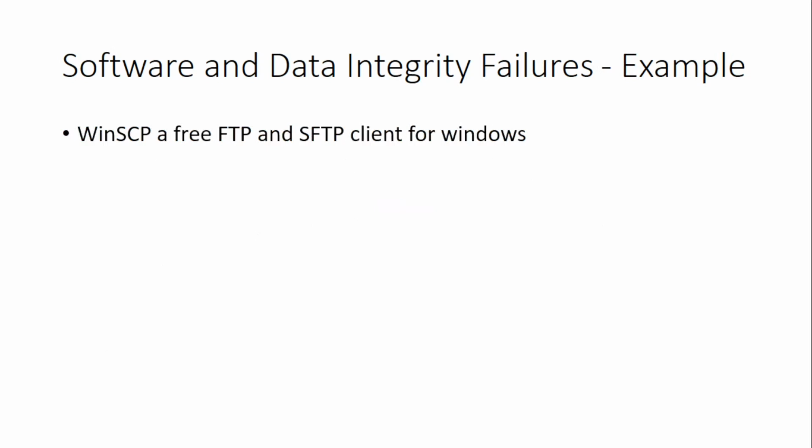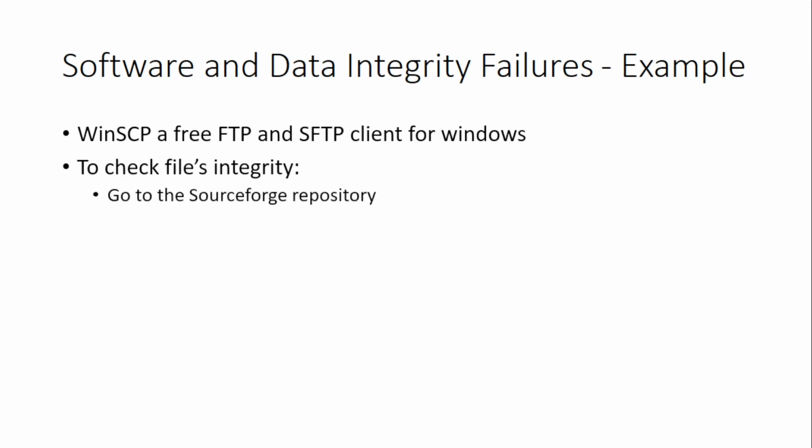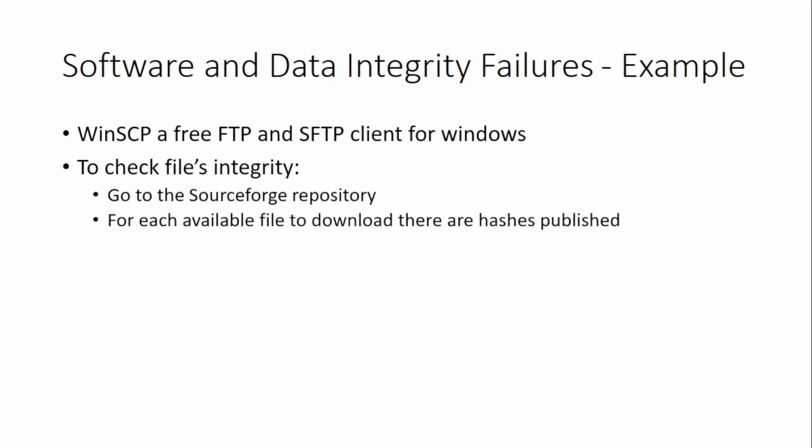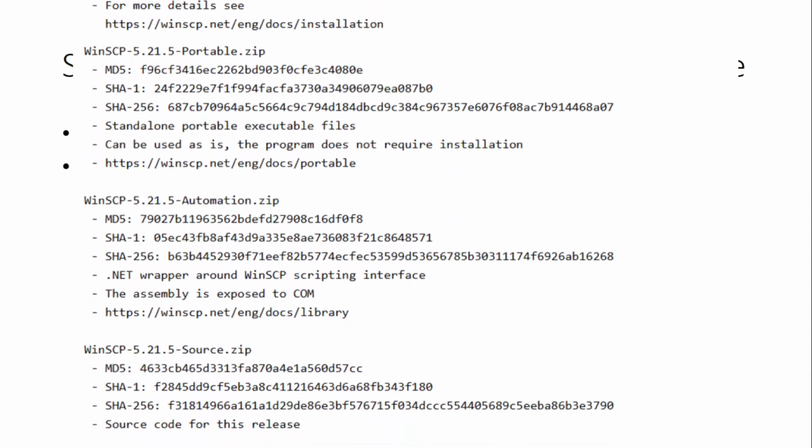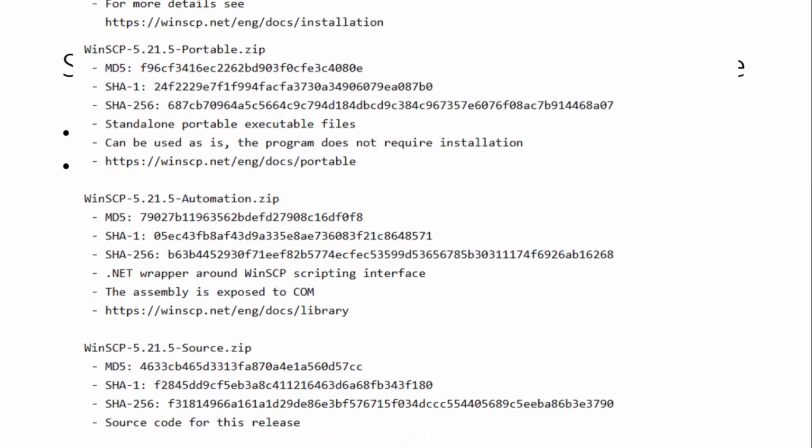So let's take WinSCP, which is a free FTP and SFTP client for Windows. To check this file's integrity, if you wanted to download it, you can go to SourceForge, the repository of it, and for each available file to download, there are hashes published. So for example, you get here, this is the release note, and as you can see, for each file that can be downloaded, there are the hashes for it. MD5, SHA1, or SHA256 for each of them.